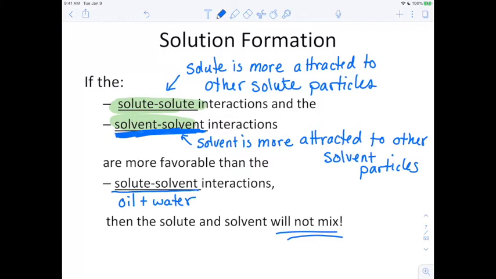So oil would prefer to be with oil. Water would prefer to be with water. You can mix them up for a short time by shaking them, by having a lava lamp where they're being forced to mix. But when you turn the lava lamp off or when you put that oil and water mixture down, they do separate back out because they would prefer to be with their own kind of intermolecular force.